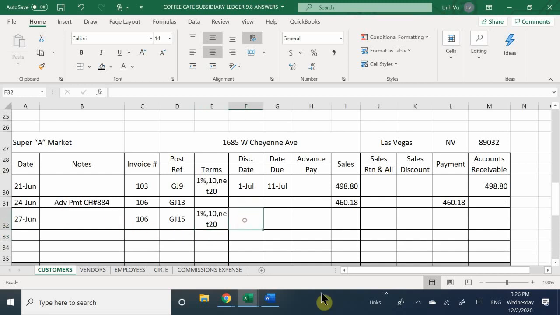Now the due date would be June... what's the date? 27th. July the 7th. And the due date, if it went all the way, net 20. Yes, 20. So look at you, trying to fool me. Count. All right. 17th.